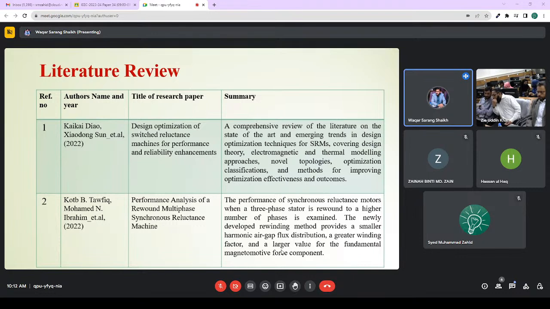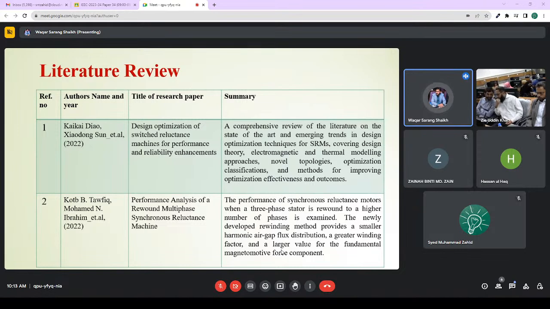This is previous work. Design and optimization of switch reluctance machine for performance and reliability enhancement. A comprehensive review of literature on the state of the art, emerging trends, and design optimization techniques for switch reluctance machines, covering design theory, electromagnetic and thermal modeling approaches, novel topologies, optimization, classification, and methods for improving optimization effectiveness and outcomes.